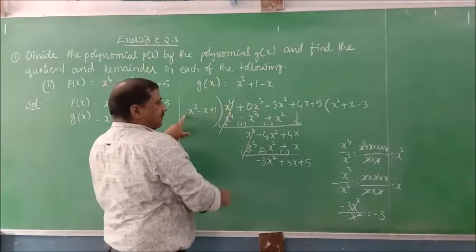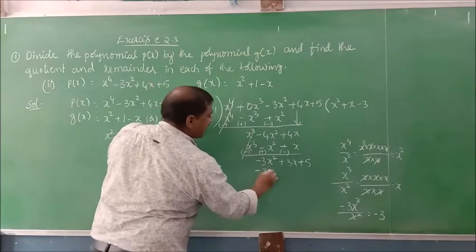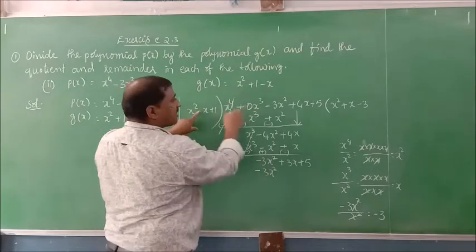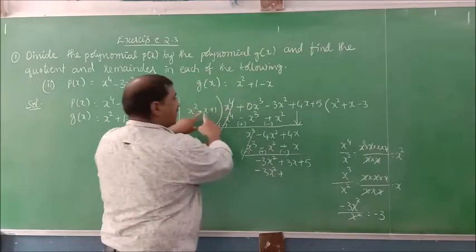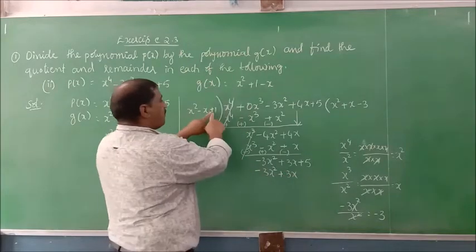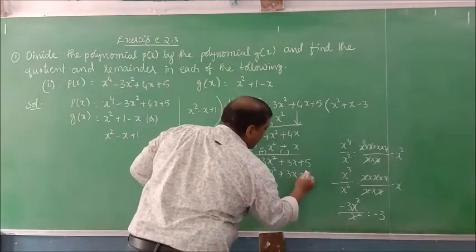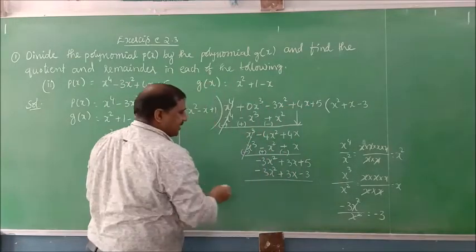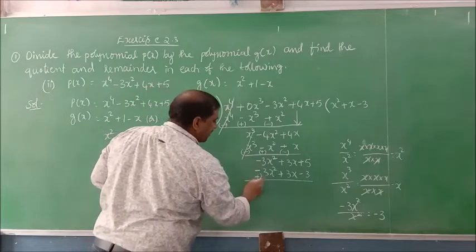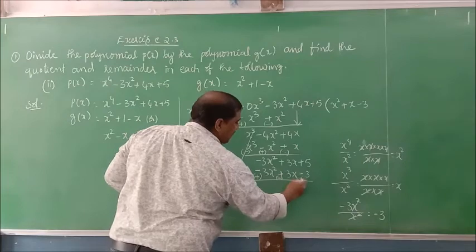Plus into minus, minus. 1 into 3 it is 3x square, minus 3x square. Minus into minus it is plus. 3 into x it is 3x. Plus into minus, minus. 1 into 3 it is 3, minus 3. Now subtract. The minus sign will get plus, the plus sign will get minus, and here the minus sign will get plus.